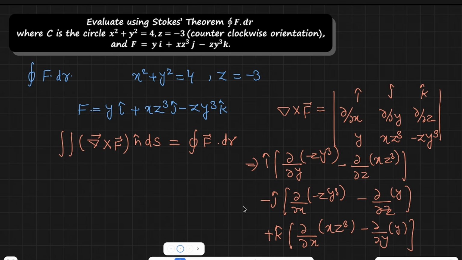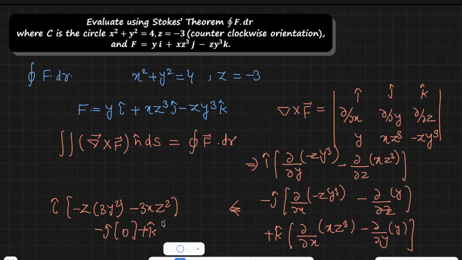When you solve all these partial derivatives, the answer will be: i cap times minus z 3y square minus 3x z square. The j component is 0, because the partial derivative with respect to x has no x term. Plus k cap times the partial derivative, which is z cube minus 1. Once we get this, our curl will be like this.